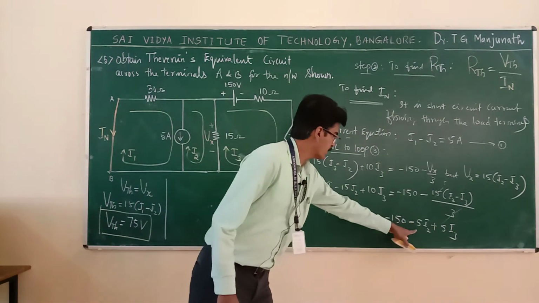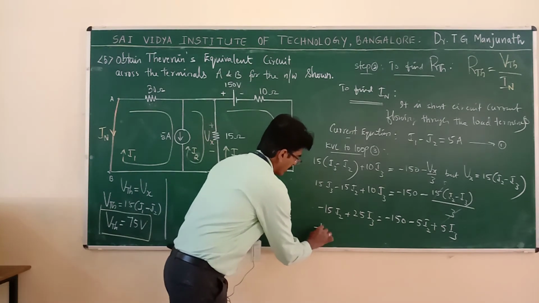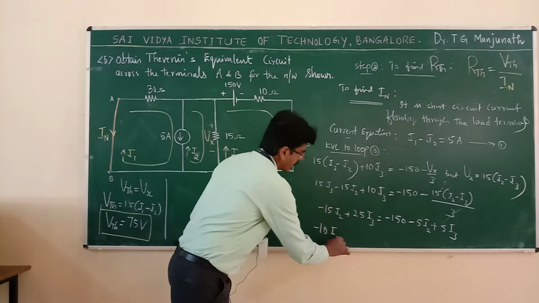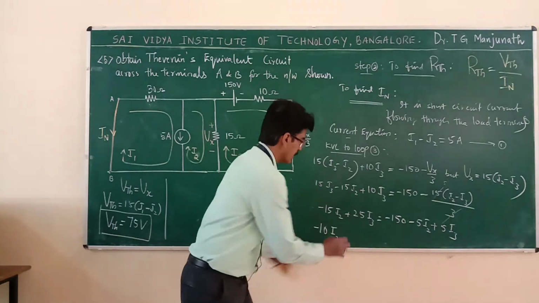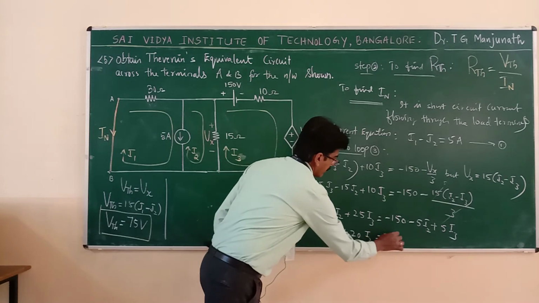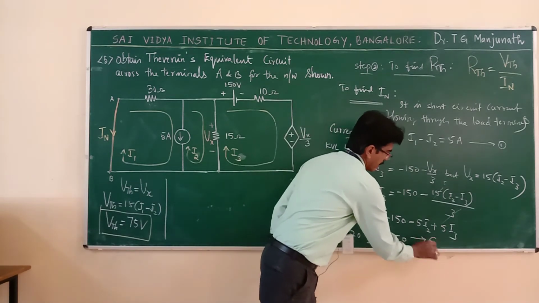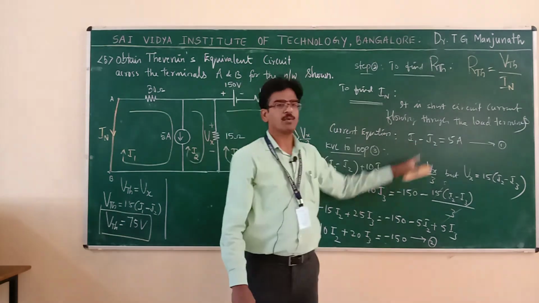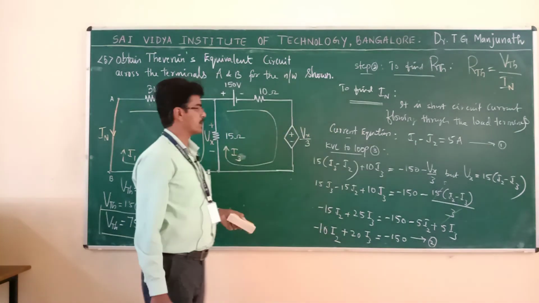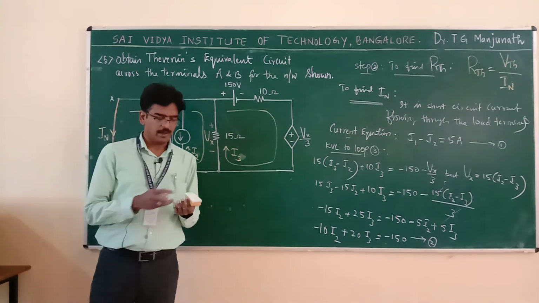Now, let us simplify this. If I take I2 to the left hand side, it becomes positive. When it becomes positive, you will get minus 10 I2. Take this to the left hand side, it becomes 20 I3 is equal to minus 150. Let this be equation number 2. Now, I got 2 equations. Now, I have to search for one more equation to solve for 3 unknowns.